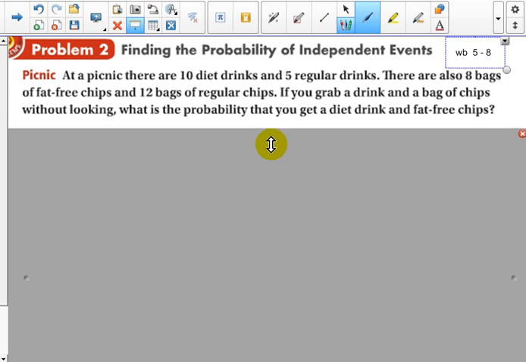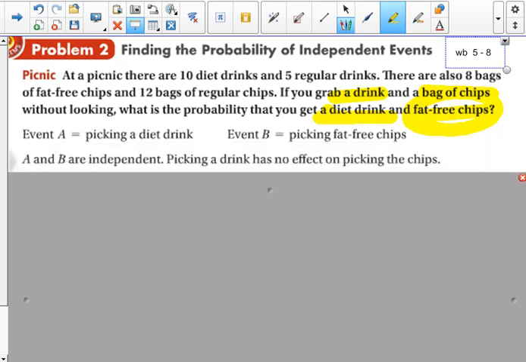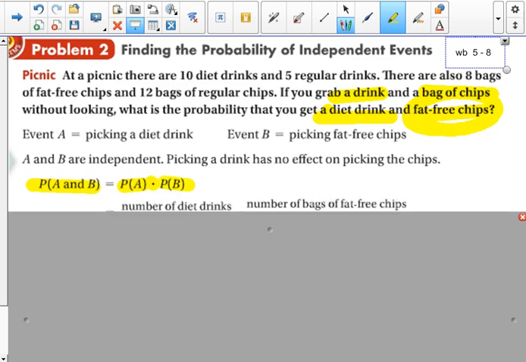So let's work on the first thing. They say, grab a drink, and then grab a bag of chips. What's the probability you're going to get a diet drink and fat-free chips? So let's look at the diet drink first. We'll call that probability A, picking a diet drink. And we'll call event B picking fat-free chips. So they're independent, so the probability of A and B is equal to the probability of A times the probability of B.